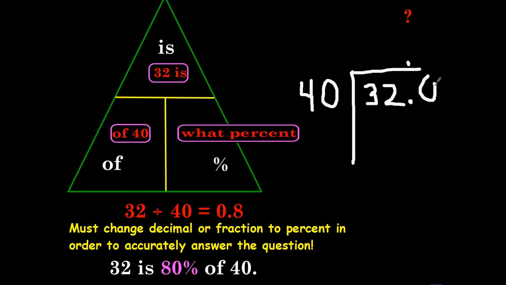Can 40 go into 320? Yes. Now the way I like to think about that, just to make it easier, I say, okay, let me get rid of those zeros real quick, and how many times can 40 go into 32? Oh, it can go into 32 8 times, because 4 times 8 is 32. So I would just go ahead, and that would be my answer right here.